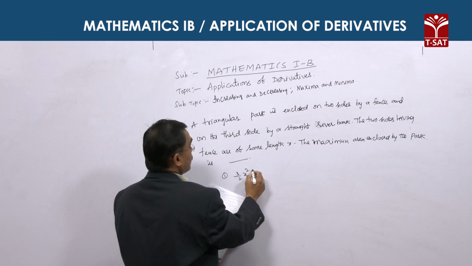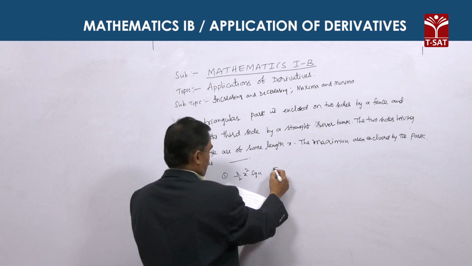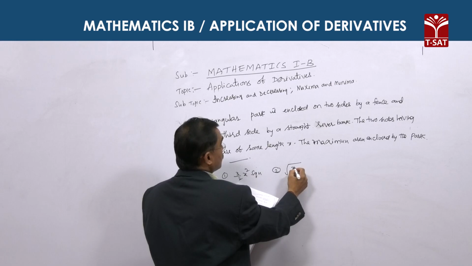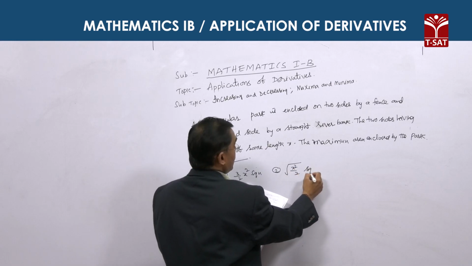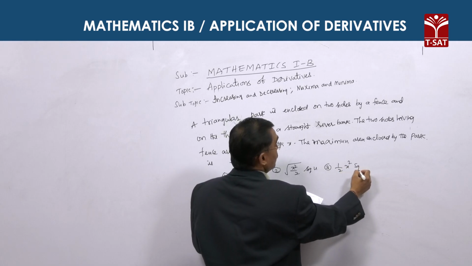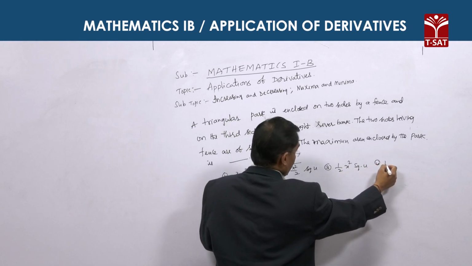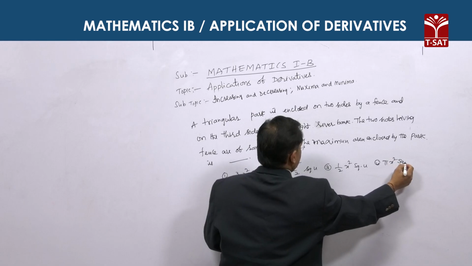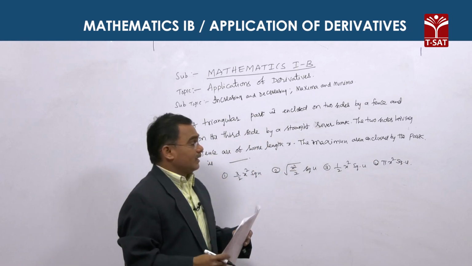First answer is 3/2 x square units, second answer is root x square by 2 square units, third answer is 1/2 x square units, and the fourth answer is pi x square square units. Right, what is the problem here?